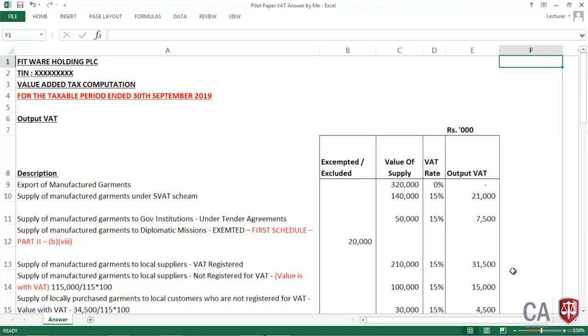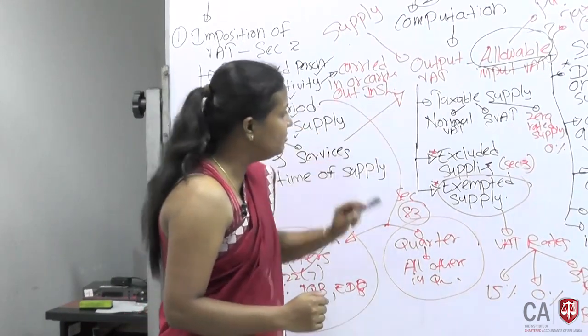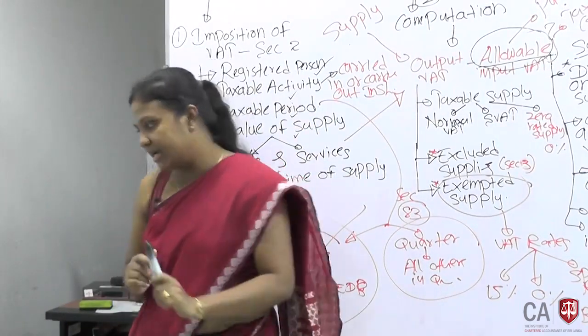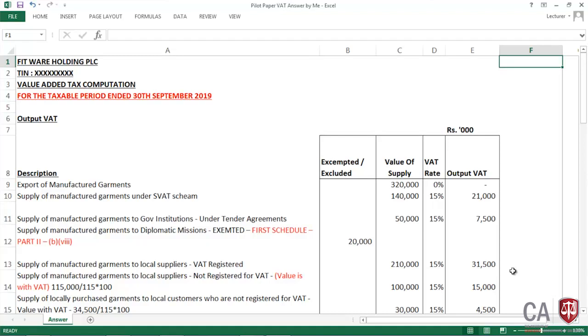Okay, then in the output VAT, I have taken the description, the exempted or excluded supply, then value of supply. I have told you all that the VAT rate is applicable on the value of supply. Then that value of supply, then VAT rate and output VAT. We will go one by one. Export of manufactured garments, I have explained this. It is zero rated. Supply of manufactured garments under the SVAT scheme is 15% VAT liable.